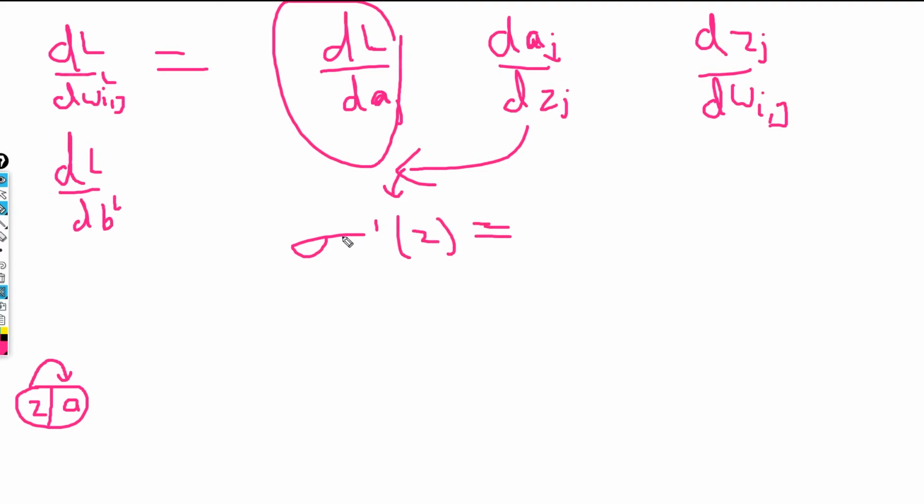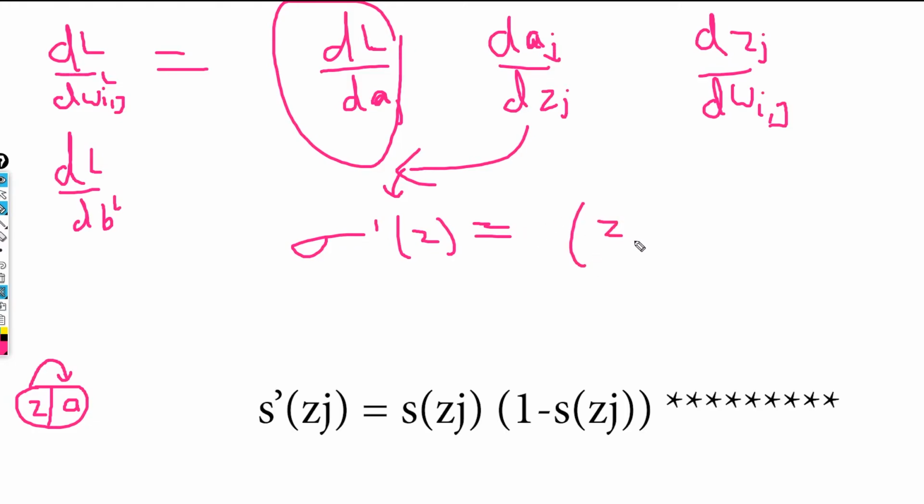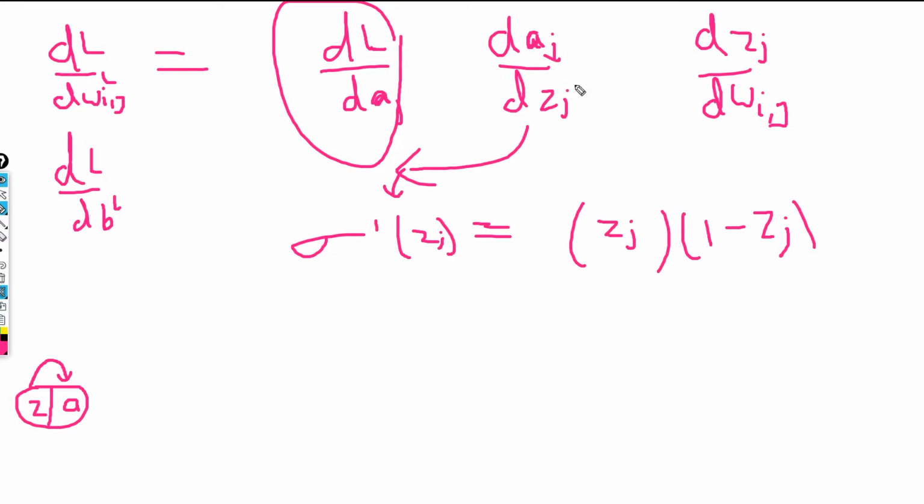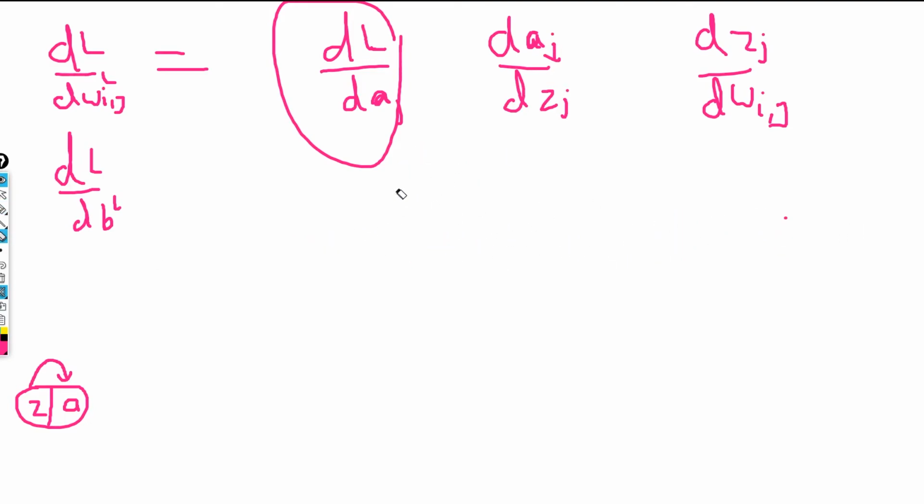is nothing but zj multiplied by 1 minus zj. You can check on the internet how to find the derivative for the sigmoid function. It is pretty easy. So this part is also clear. It is pretty easy. We do not have to do much here.